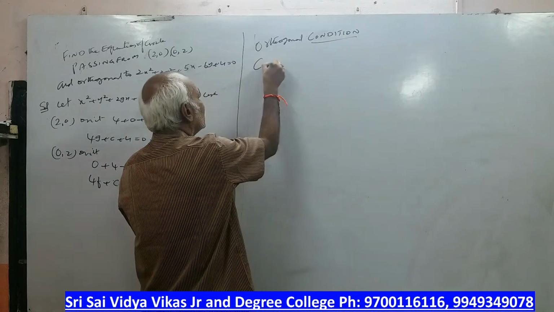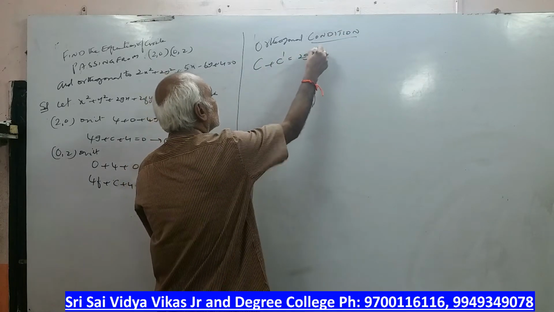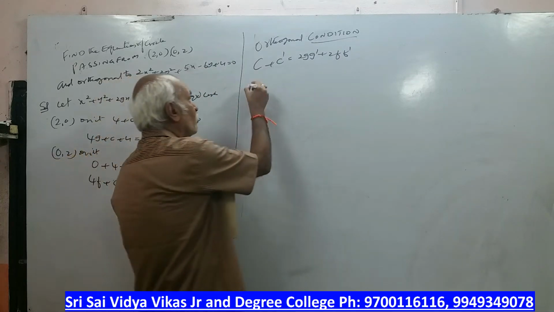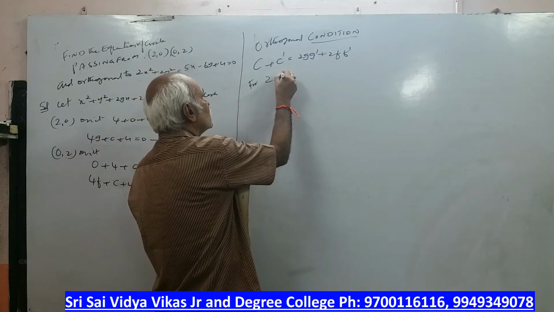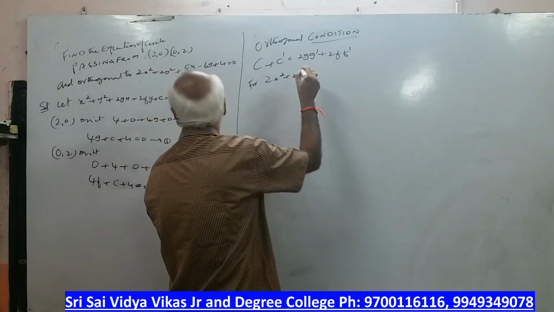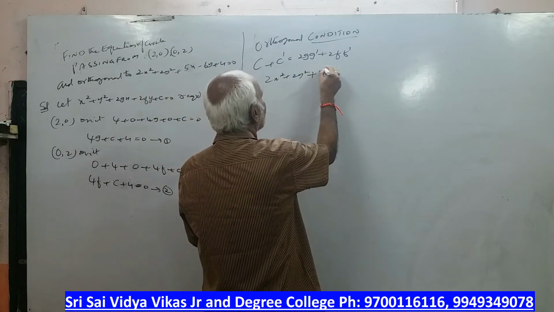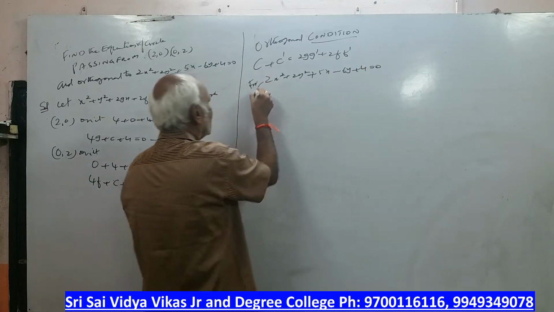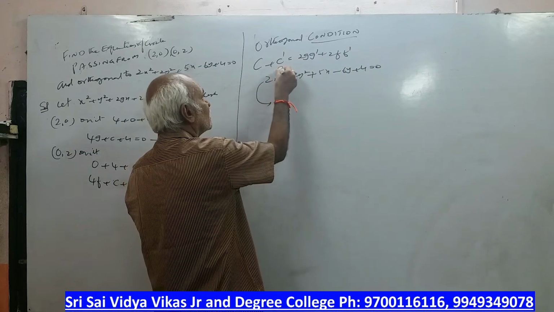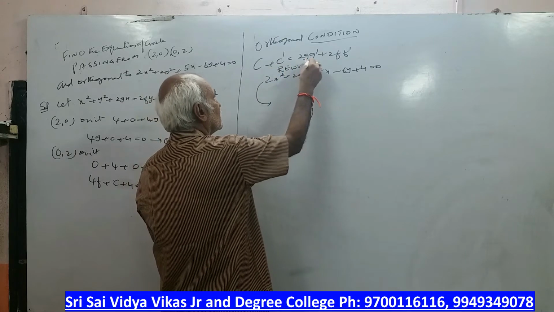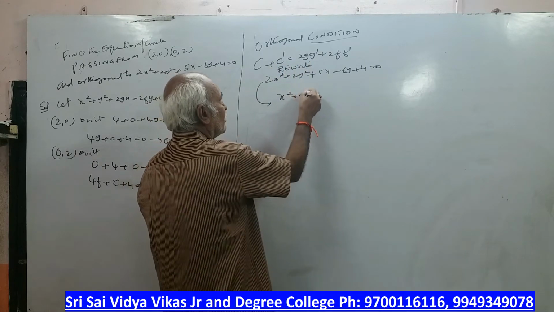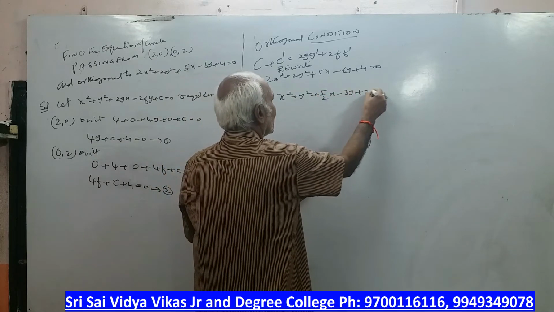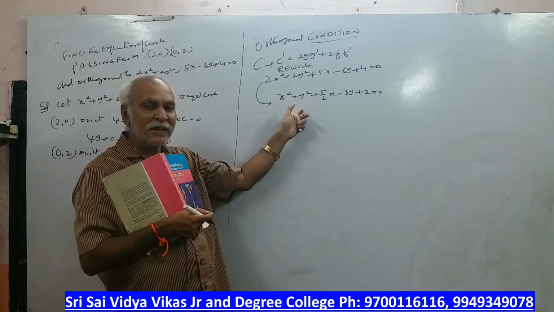Orthogonal condition is what, sir? c plus c dash is equal to 2gg dash plus 2ff dash. Now, look at here: 2x square plus 2y square plus 5x minus 6y plus 4 is equal to 0. Rewrite this as x square plus y square plus 5 by 2 x minus 3y plus 2 is equal to 0. I am dividing by 2, sir.